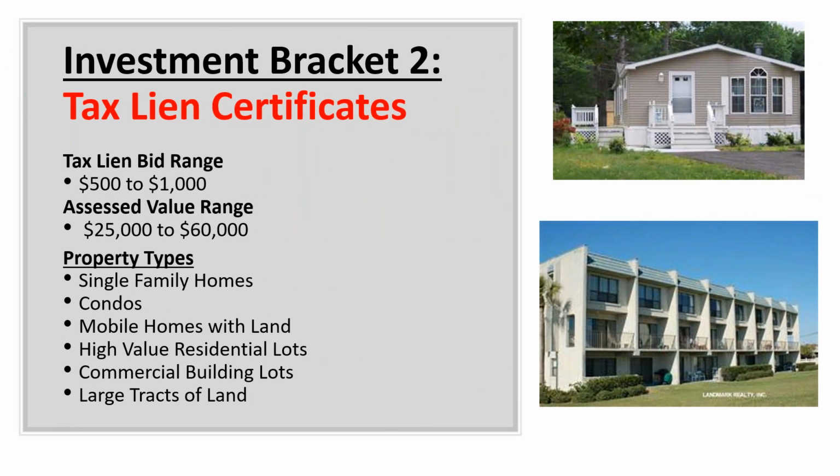Yeah. In the next bracket up in price range, between $500 to $1,000, you'll start to get properties with assessed values ranging between 25,000 to 50 or 60,000. Yeah, and so this is where we'll get into more of those things like condominiums, single-family homes, higher value residential lots or building lots. In fact, this is where a lot of investors will start, within that $500 to $1,000 range when first getting started with tax liens.